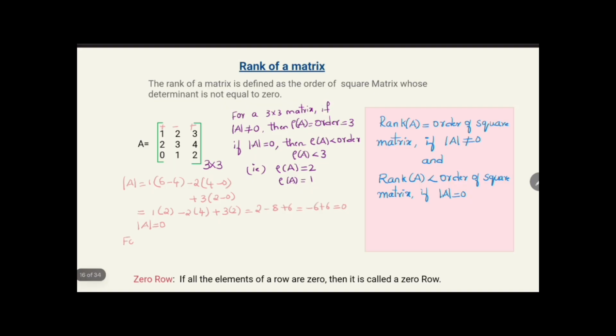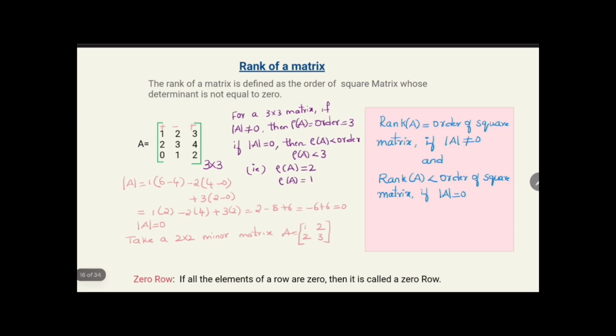So the rank of the matrix will be less than 3. Okay. For that we have to take a 2 by 2 minor matrix. That is, I will take any 2 by 2 minor matrix. I am taking 1, 2, 2, 3. Okay, 1, 2, 2, 3.